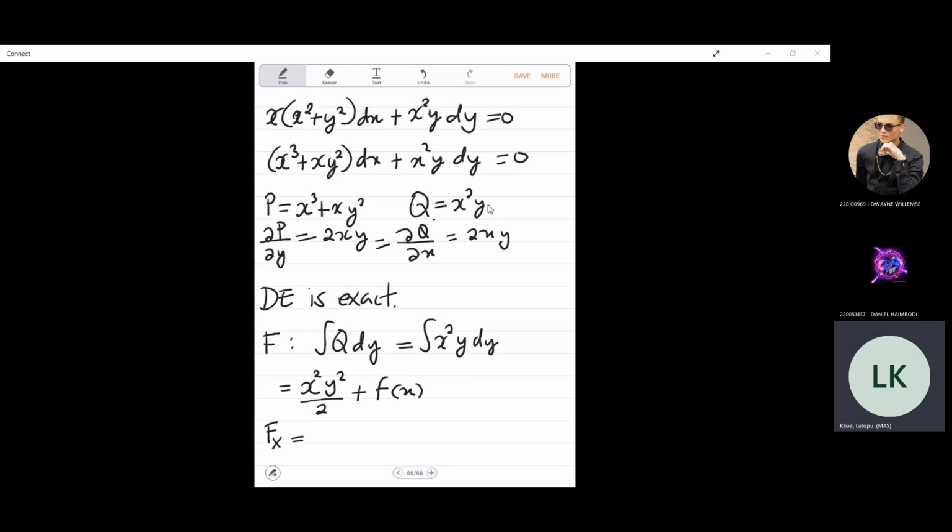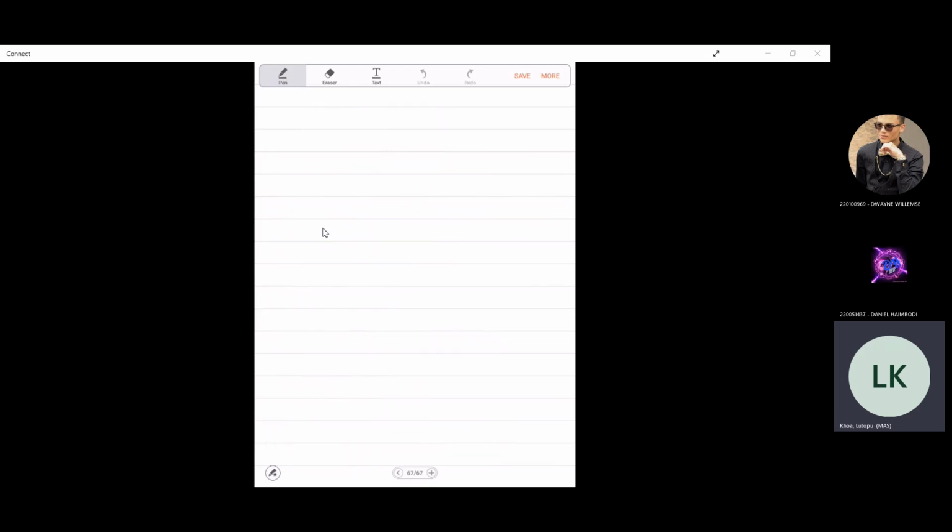This is x y squared plus f prime of x, and remember this must be equal to p. So p is x cubed plus x y squared. So I have x squared x y squared plus f prime of x. This is equal to my p here, x to the power of 3 plus x y squared. Okay, so these two will cancel, and then you can see I have f prime of x is equal to x to the power of 3.